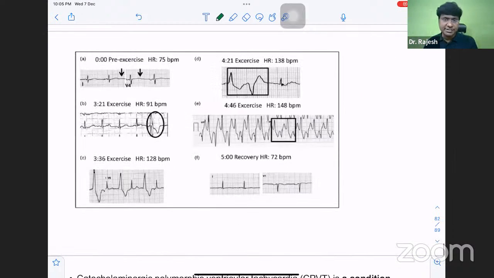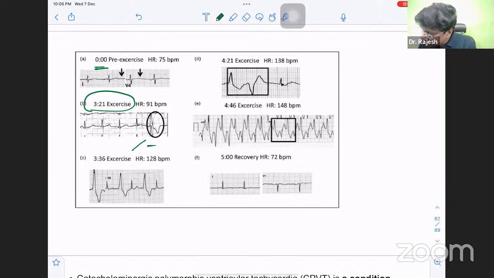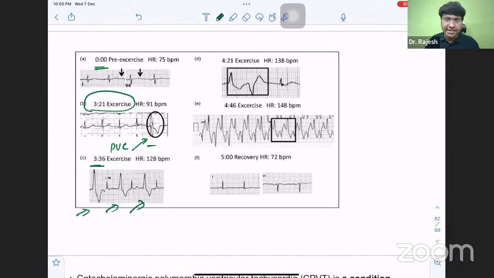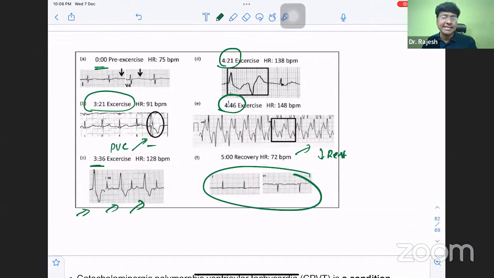And that too, catecholaminergic. You see this particular ECG strip, the same individual. How will you diagnose this polymorphic ventricular tachycardia? By exercise tolerance test. So this is the resting ECG. This is after 3 minutes 21 seconds of the exercise, where you can see one premature ventricular contraction. Then at 3 minutes 36 seconds, you can see many premature ventricular contractions appearing. Then at 4 minutes 21 seconds and 4 minutes 46 seconds, you can observe a polymorphic ventricular tachycardia. And once you make him rest, you will get back the normal ECG again.